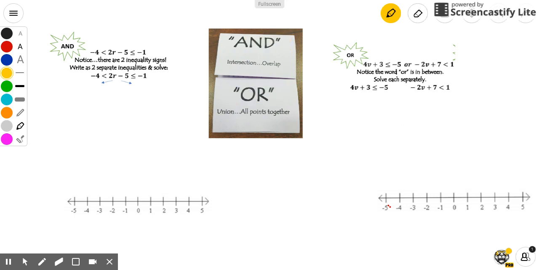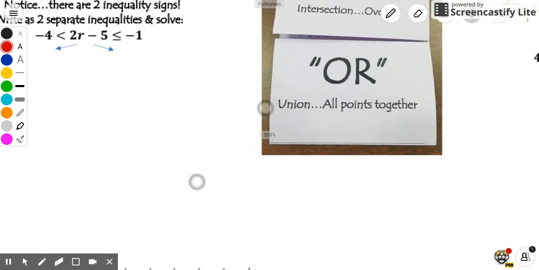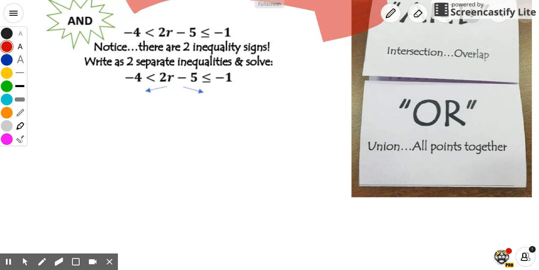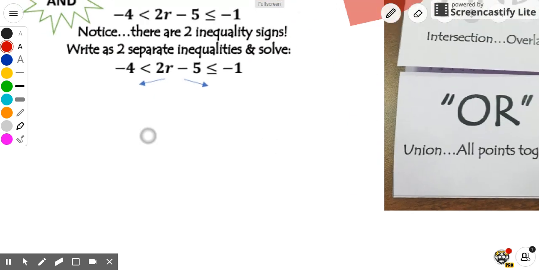So let's just start by working a problem. Let's focus in on the and right now. You need to open up this flap right here to see the and. So go ahead and open your foldable right now. We are going to do the and problem first.